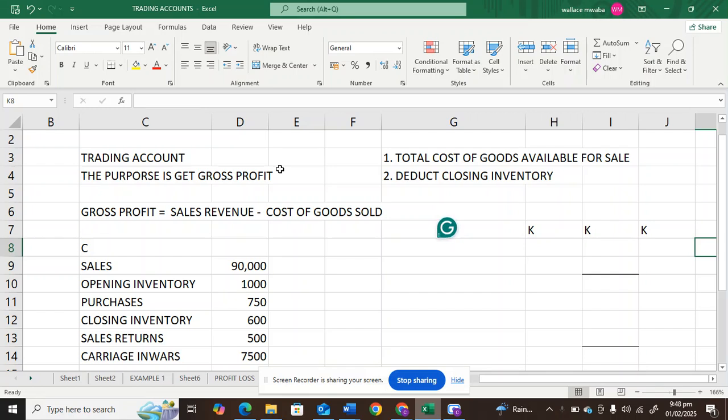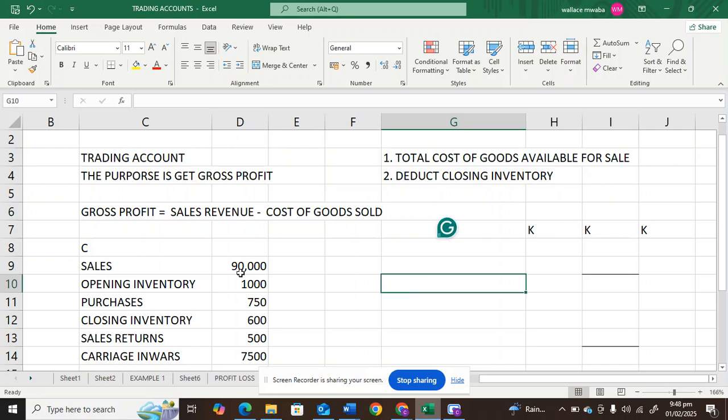So if you remember, how do we get gross profit? Selling price minus cost price. That's the logic that's being used here. But in this case, the selling price is going to become sales revenue, because this is the money that you make through selling your goods. And your cost price basically will be referred to as the cost of the goods that are sold. So I'm going to illustrate to you how we make a trading account.